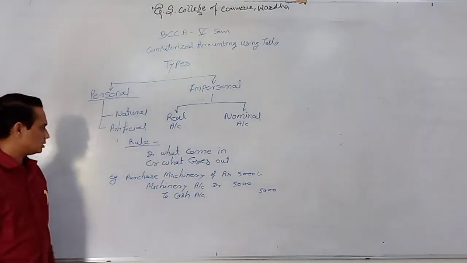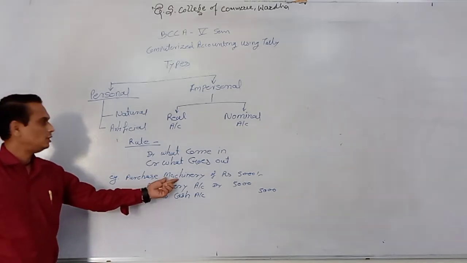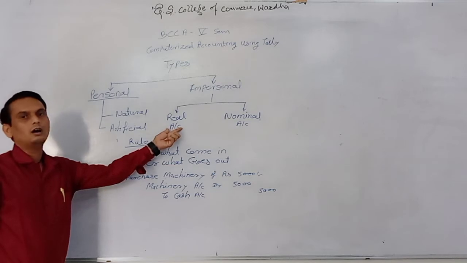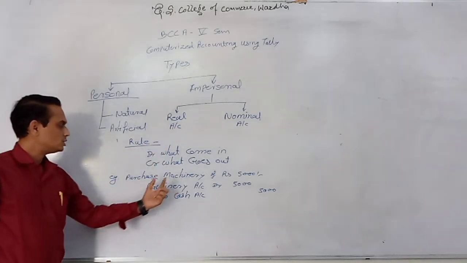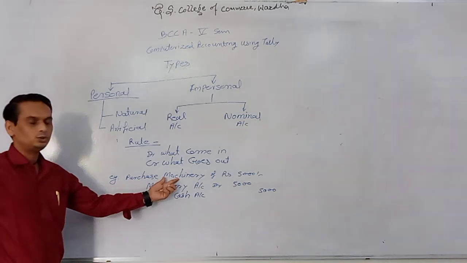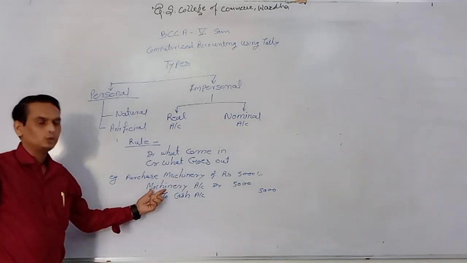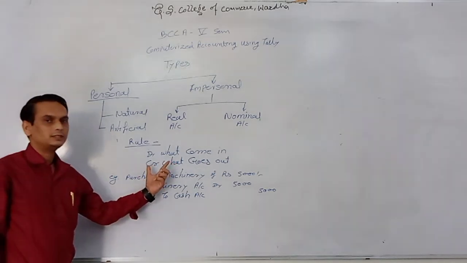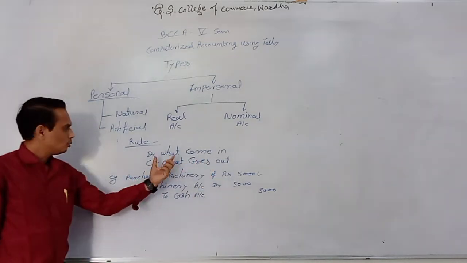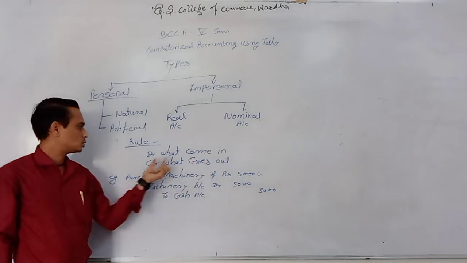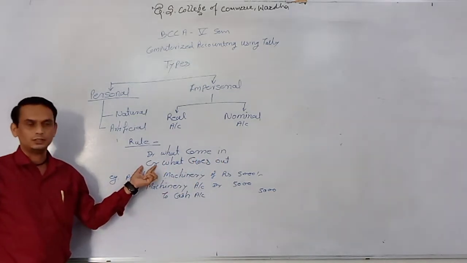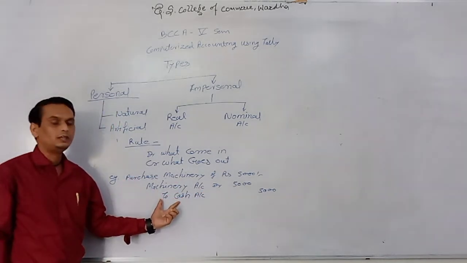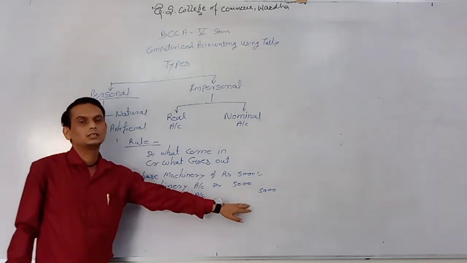So when we purchase a machinery, it comes into the business. Machinery is nothing but a real account type because it is an asset. When it comes into the business, it should be debited. To purchase a machinery, we should pay some cash to the seller. So from our business, cash goes out, and what goes out from the business is credited. So machinery account debit 5,000, to cash account rupees 5,000.